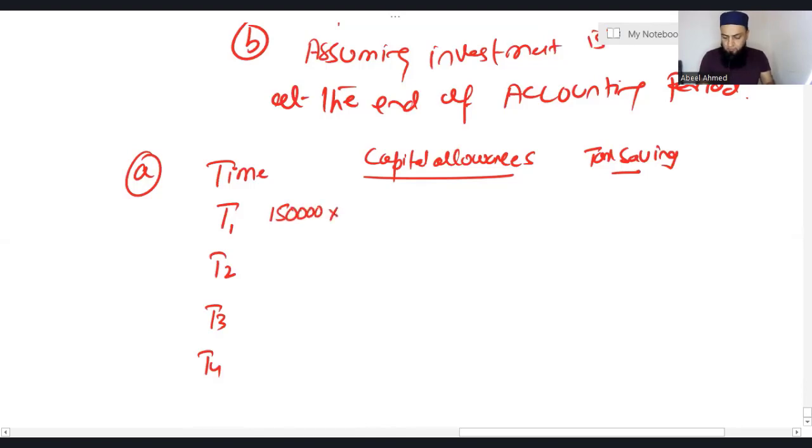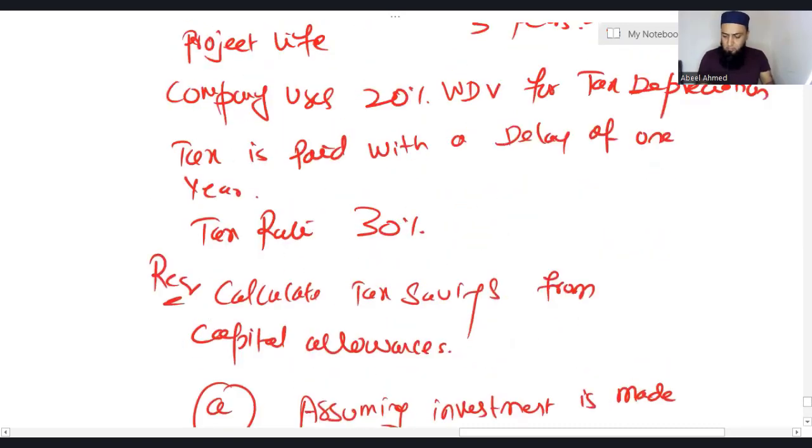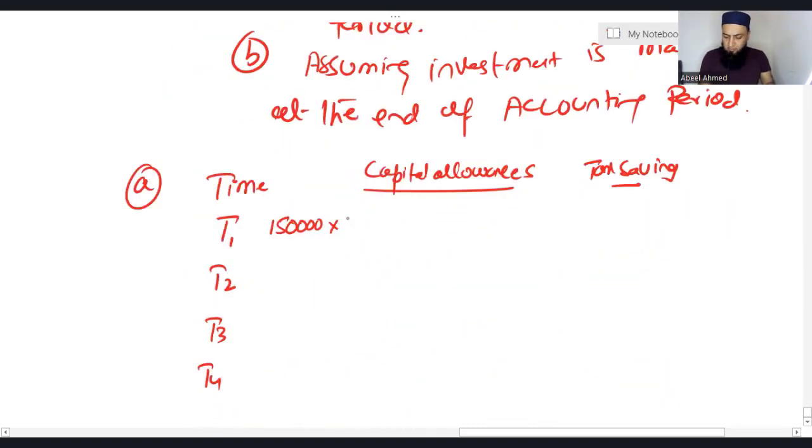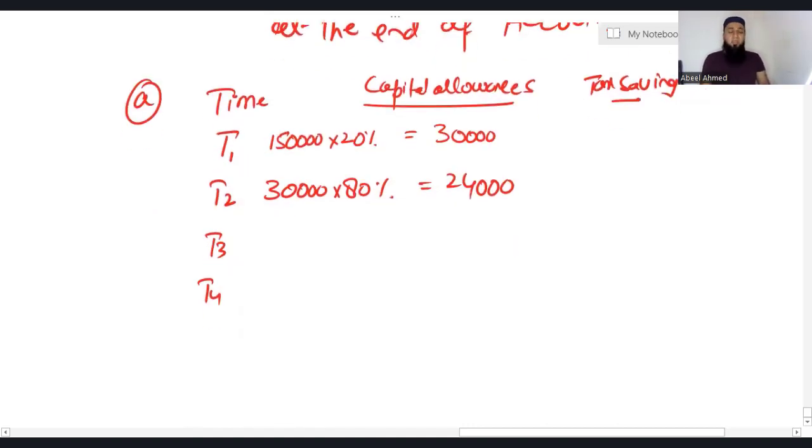150 into 20%. It is 30,000. For the second year, you can do one thing. 30,000. Take 80% of this, which is 24,000. Since the project life is 3 years, in year number 3, in the last year, you have to take the balancing figure.